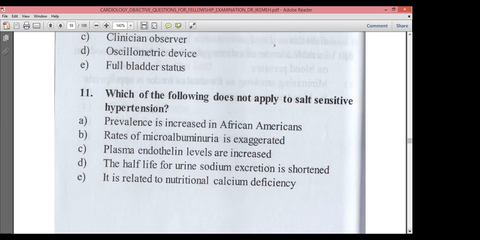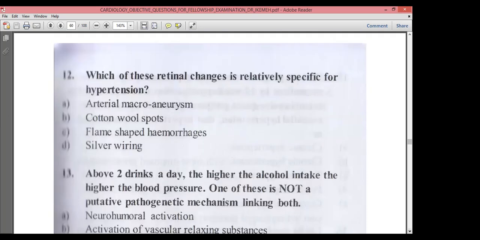Any further comments? Okay, number 12. Hello? Can you scroll please to number 12? All right.